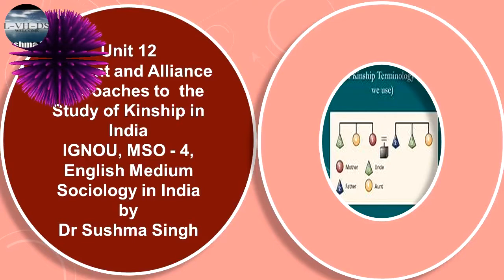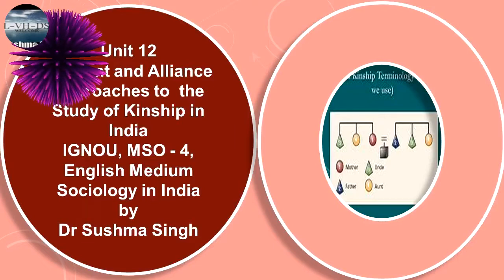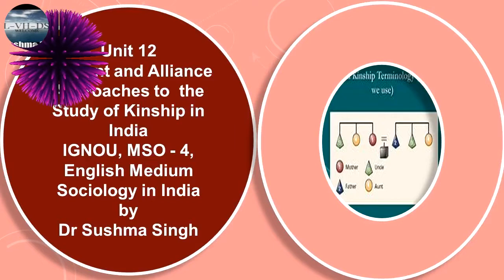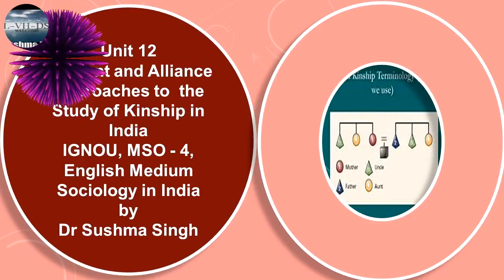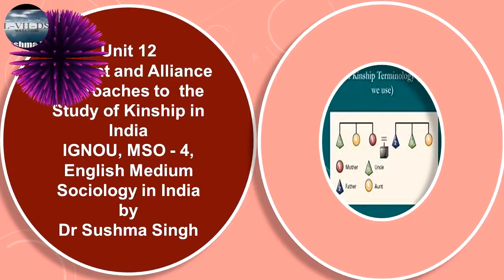Opposed to the linear relatives are collaterals. They belong to the same ancestral stock but not in a direct line of descent. The first three uses are context specific, that is, they refer to a particular situation.